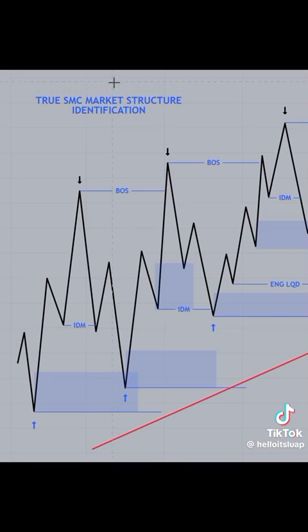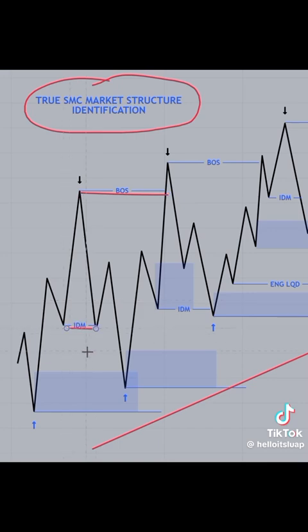First, we will learn how to map market structure using a diagram so that it becomes easier when we apply it on a real chart. As you can see here on this diagram, we only consider this break after inducement is taken out.